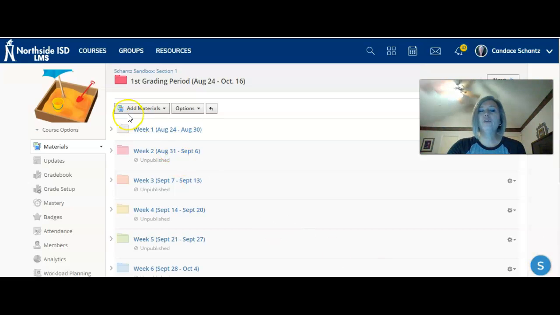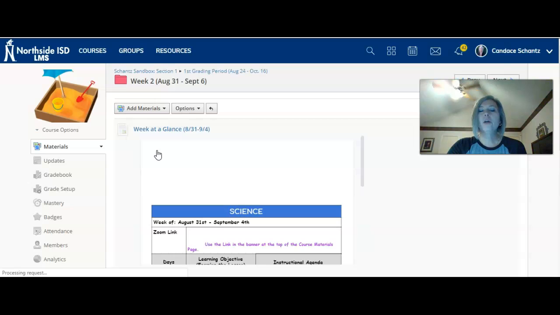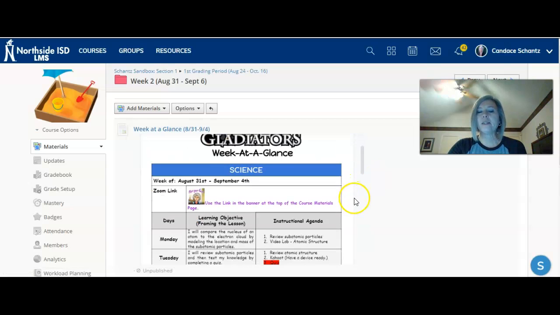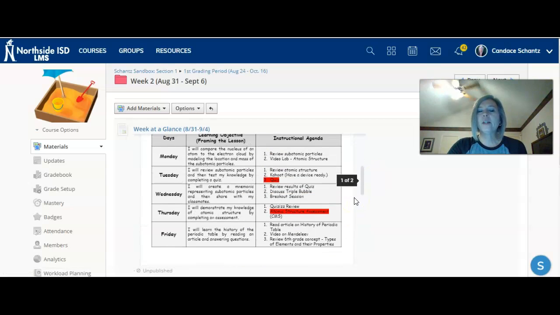So when you go into your folder for the first grading period, you're going to choose week 2. And the first thing you need to look at is your week at a glance. So for our week at a glance today, we're going to do a quick review, and then you're going to do an activity that's going to count as a lab grade. So it'll be a digital version of a lab.